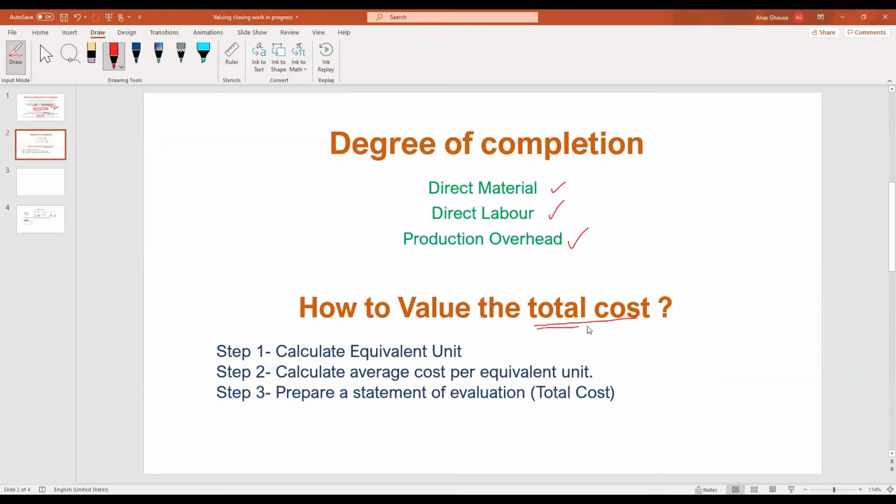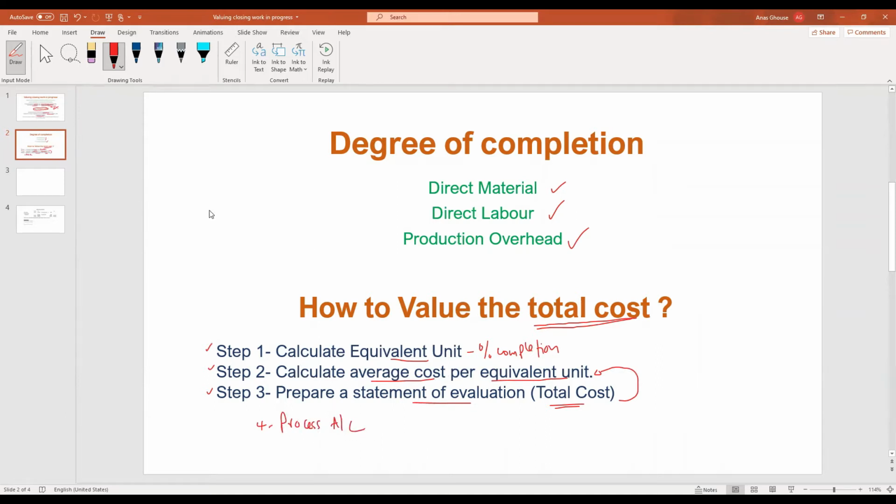To determine the total cost, you need to follow these steps. First of all, you need to calculate the equivalent units based on the percentage completion. Then calculate the average cost per equivalent unit. Then we need to prepare a statement of evaluation, which is the total cost based on the cost per equivalent unit. Then the last stage is to prepare the process account.